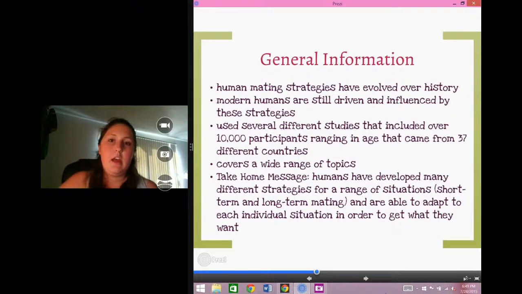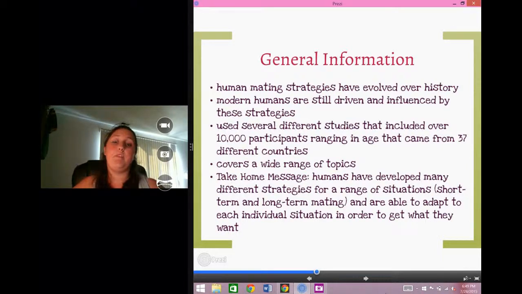But now just some general information on the book. Its main basic points are that human sexual strategies and mating strategies have evolved over our history, and modern humans are still driven and influenced by these strategies. So the strategies that were developed during early human history are still influencing our mating behavior today.